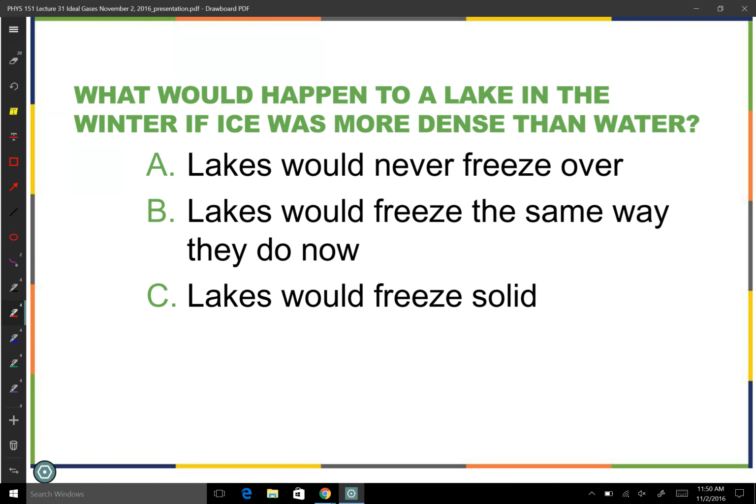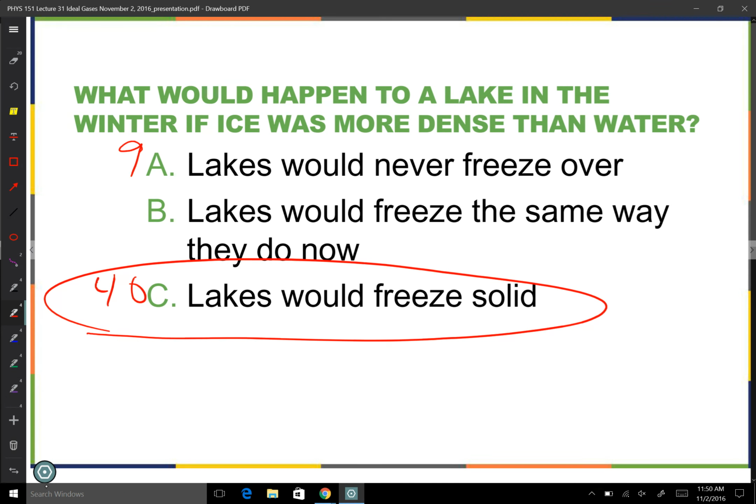Okay, I only got 20 seconds left, so I'm going to stop it here. We had 9 that said they would never freeze over and 40 that said they would freeze solid. The 40 were correct. Because I have my water all set up here, I'm going to do this demonstration as we leave. Water that's hot. I have a bulb here that is just trapping in molecules, so it's going to keep the same number of molecules.